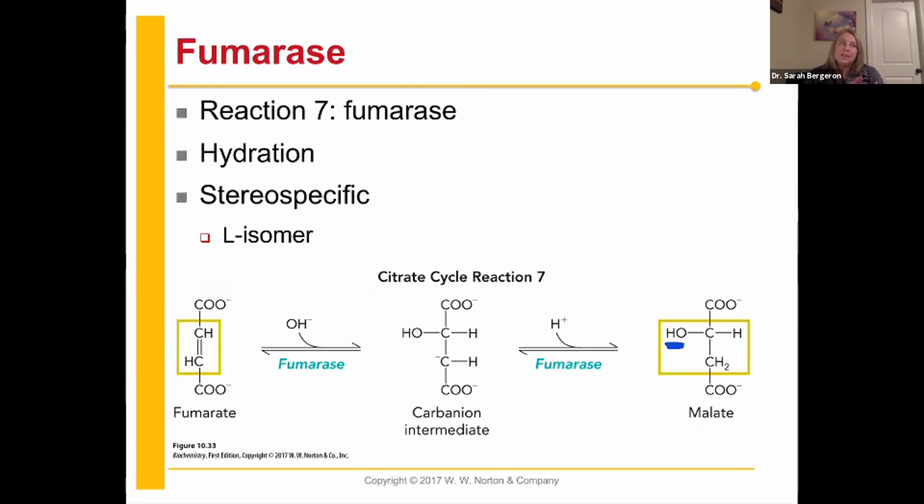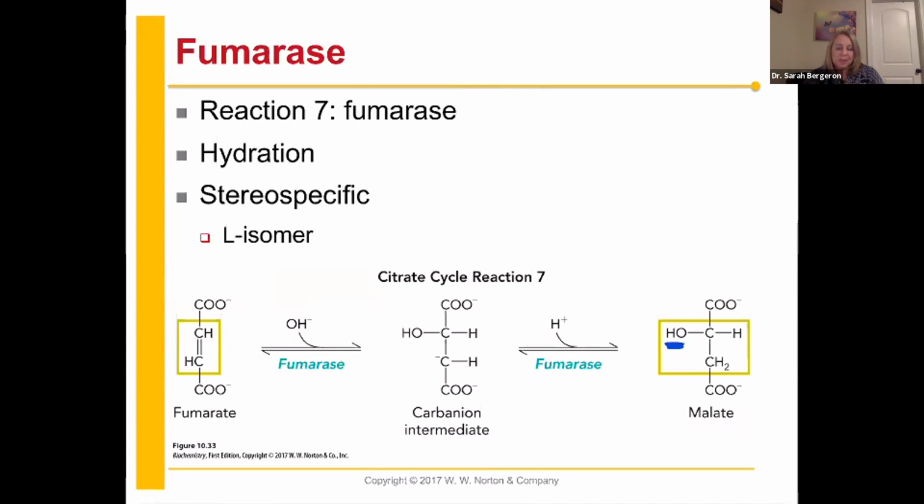This is like one of the only reactions where you're looking at an L isomer. Most of all the other reactions inside the cell are D isomers, but the body's actually designed to only work with the L isomer in the citrate cycle, which is kind of cool, right? But it's just a hydration reaction, right? And it's kind of a two-step where in the first step, we're going to add the hydroxyl, and in the second step, we're going to add the hydrogen ion in order to hydrate that carbon, right?